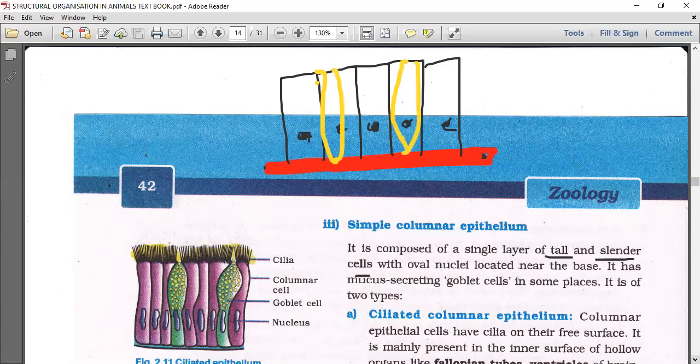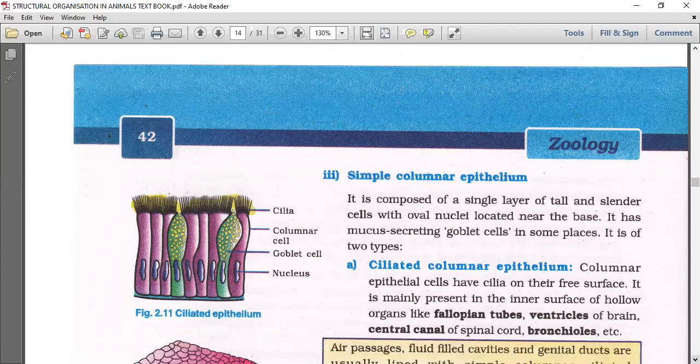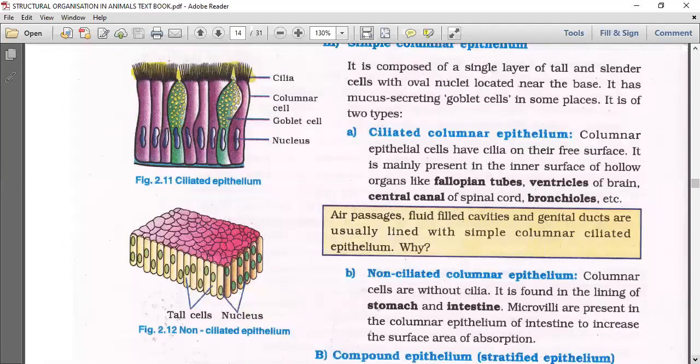Here, based upon the presence of cilia at the free surface, we classify simple columnar epithelium into ciliated columnar and non-ciliated columnar. Both you can see in the diagram. This is the ciliated columnar epithelium. The free surface has cilia. The columnar epithelial cells have cilia on their free surface.